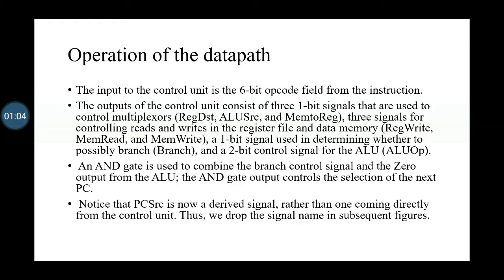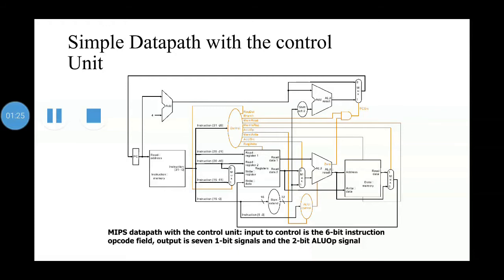An AND gate is used to combine the branch control signal and the 0 output from the ALU. The AND gate output controls the selection of the next program counter. Notice that the PCSrc is now a derived signal rather than one coming directly from the control unit. This is the simple data path with the control unit. The input to the control is the 6-bit instruction opcode field and the output is 7 1-bit signals and the 2-bit ALUOp signal.